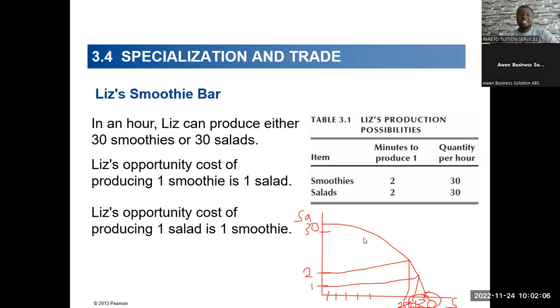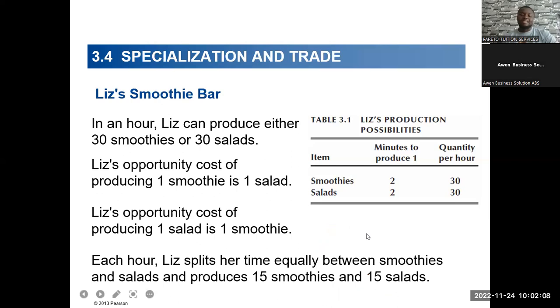So this is for Liz. But then this is what Liz does. She's selling both, so she's placed the 1 hour equally. So she produces 15 units of salads and 15 units of smoothies. Okay. So 30 minutes for salad, 30 minutes for smoothie, and then it's 2 minutes per unit. So the 30 minutes can produce 15 units each. Is that okay? Yes. Okay.